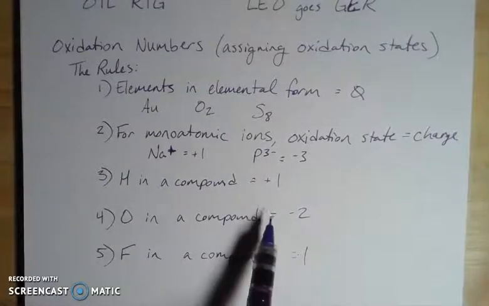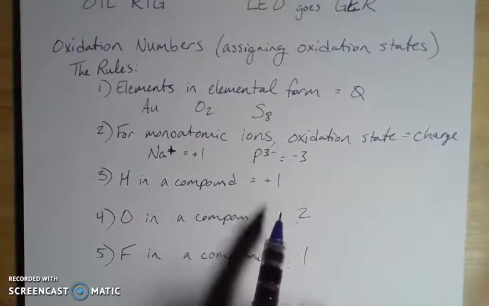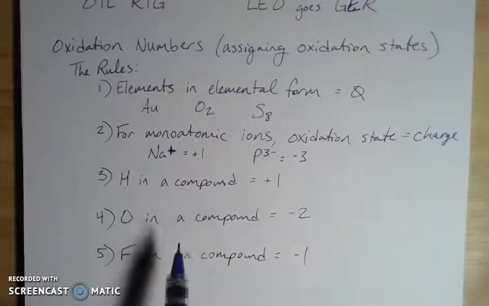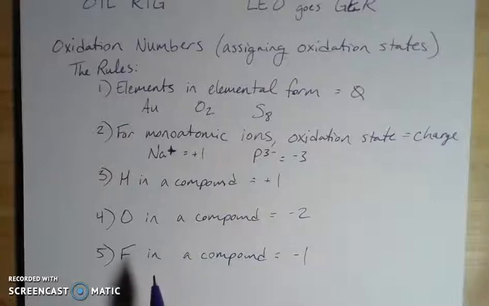Now, hydrogen in a compound is always +1, except when it isn't, because sometimes it's -1. But for most compounds that we find hydrogen in, it's going to be +1. The exceptions are really when it's paired with metals. Then it tends to be -1. There are a couple other exceptions, but +1 in general.